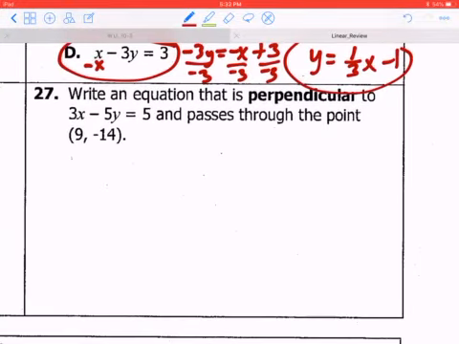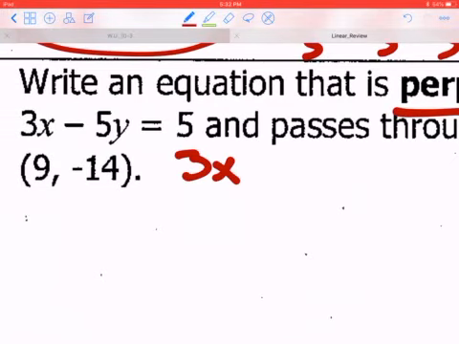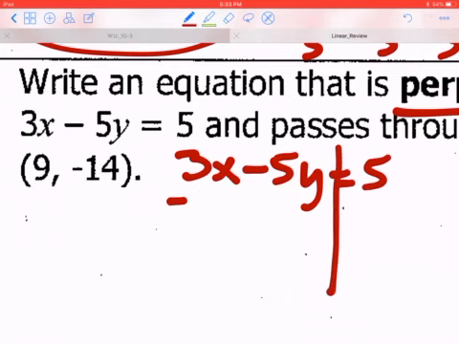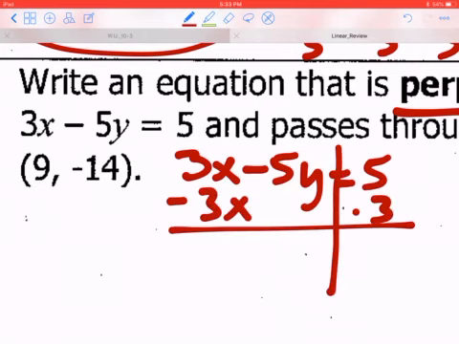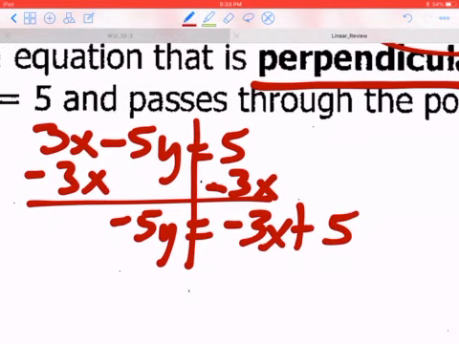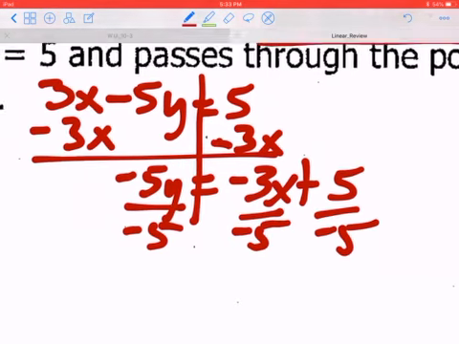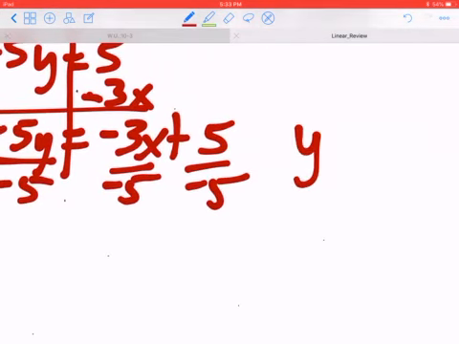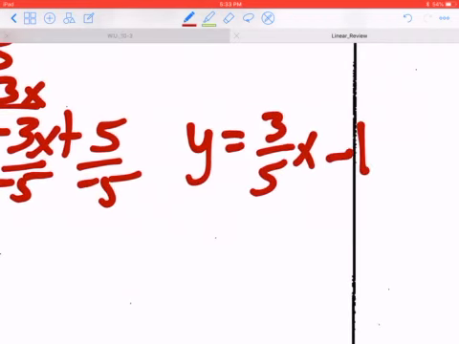Write an equation that is perpendicular. That means we're going to flip that slope. So first, we need to find out what the slope is. So I'm solving this one by bringing the 3x over. So negative 5y equals negative 3x plus 5. Divide by negative 5. So now I have y equals 3 over 5x minus 1. So now I'm looking for a perpendicular to this one.